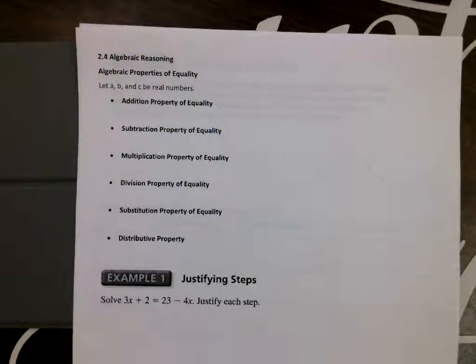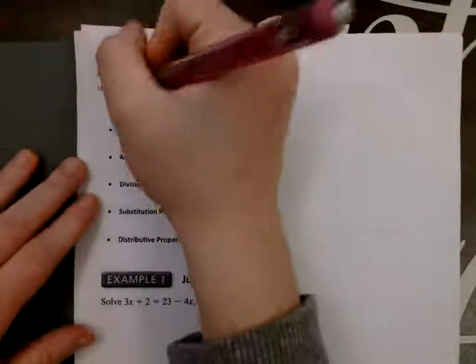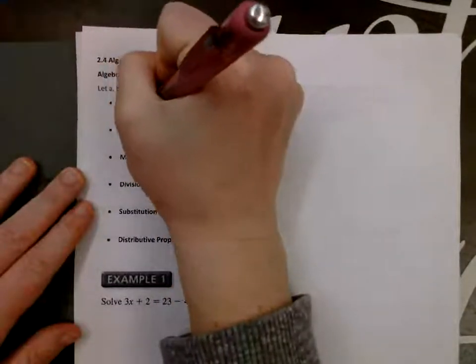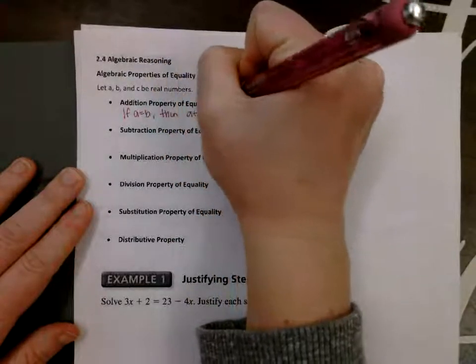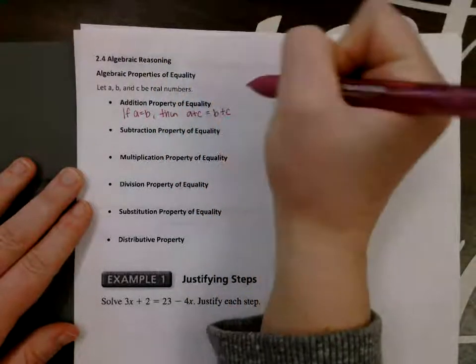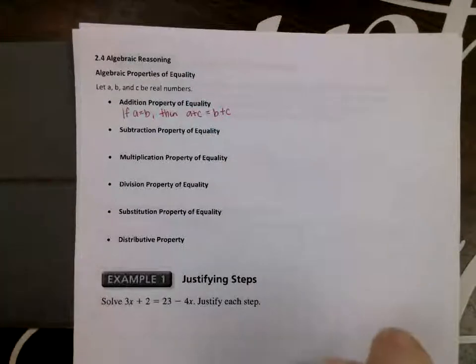Okay, 2.4 is algebraic reasoning. So first we're going to start off with the algebraic properties of equality. It says let A, B, and C be real numbers. So we have if A is equal to B, then A plus C is equal to B plus C. Because if A and B were already equal to each other and then I add the same number to them, they're going to remain equal.